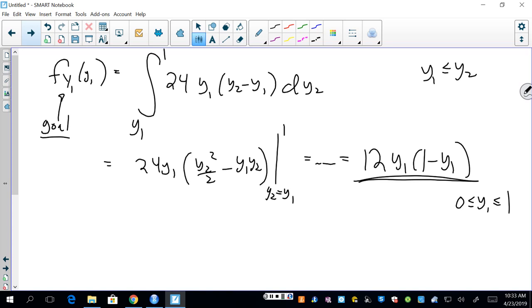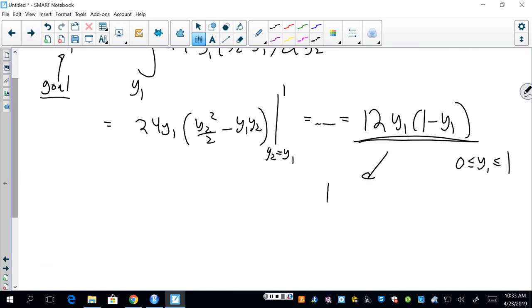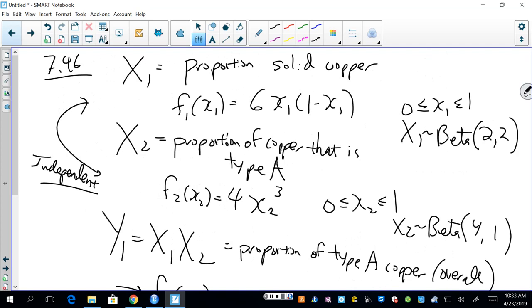You have something between 0 and 1, and 1 minus that in there. It looks like another beta. It turns out that this thing is another beta distribution. And it would have to have parameters 2 and 2. So we started with x1 was a particular beta. Oh, y2, x1 ends up being the same thing.